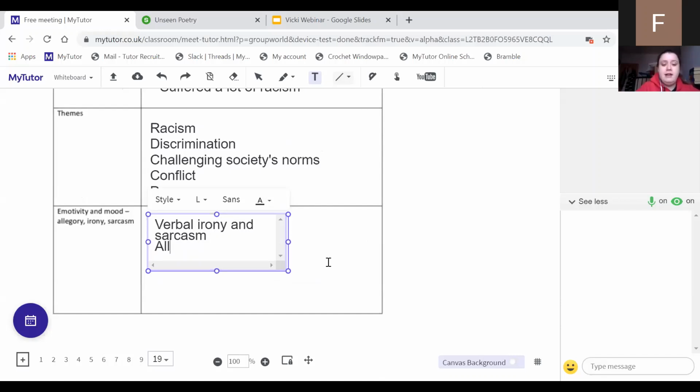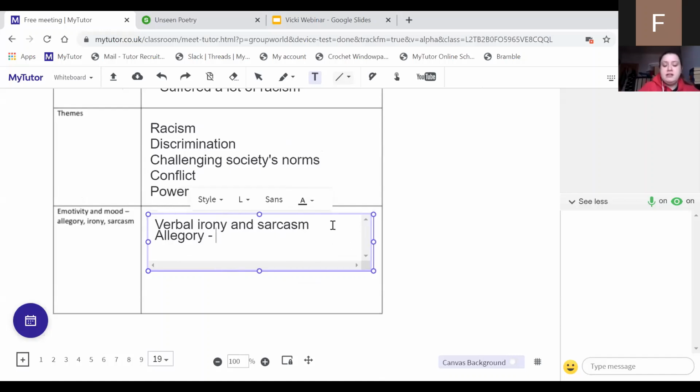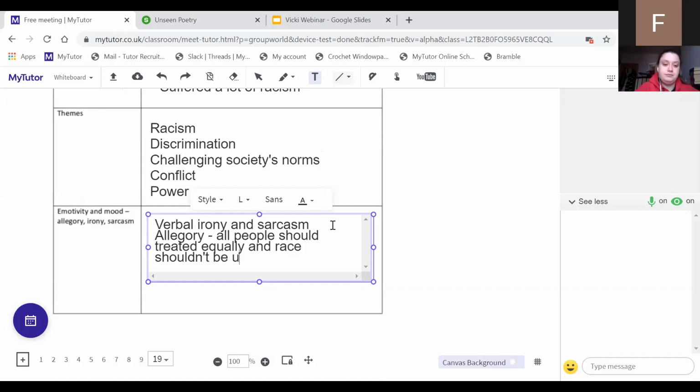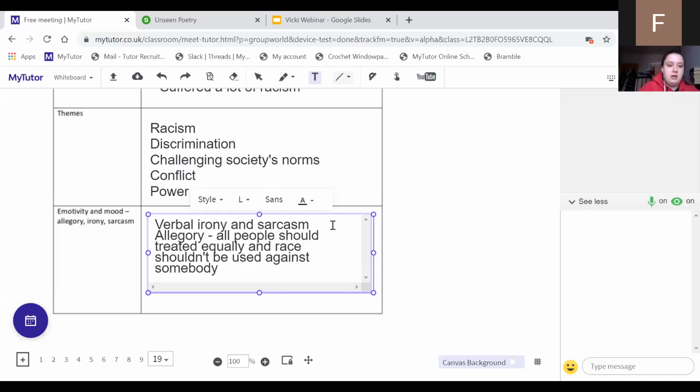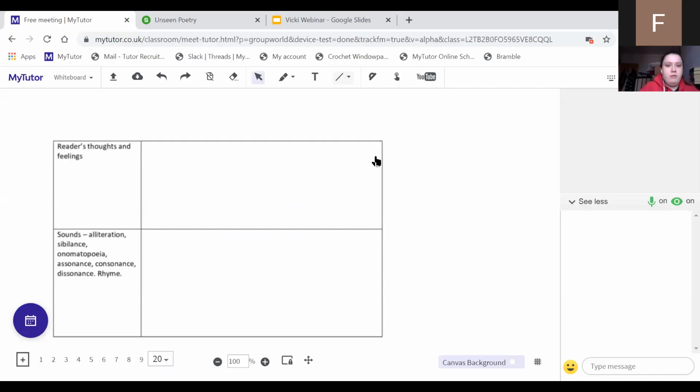We've definitely got an allegory going on here. So allegory, remember, is a political message. So the political message is that all people should be treated equally, and race shouldn't be used against somebody. Absolutely right. So that's that one filled in.